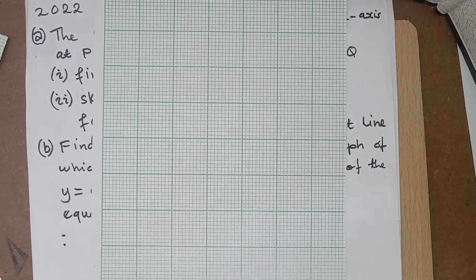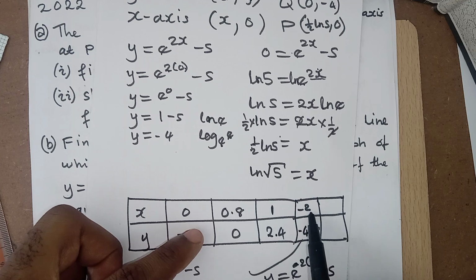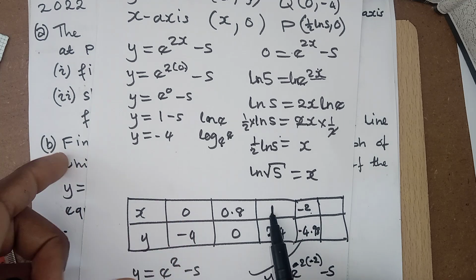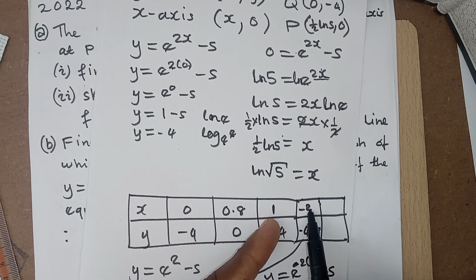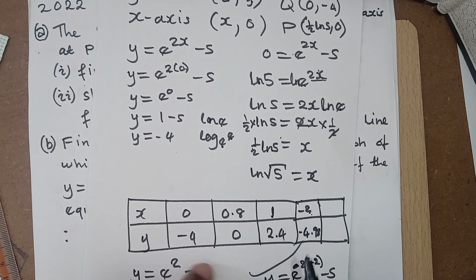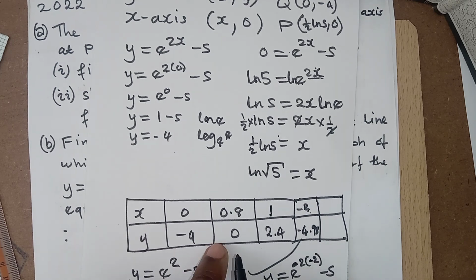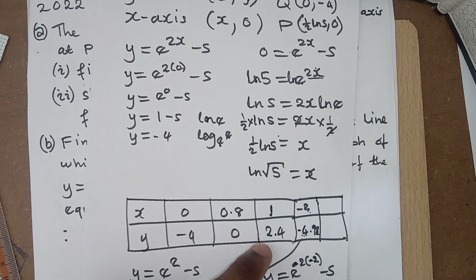So now the domain is from -2 to 1. So on the x-axis, you only need these numbers from -2 all the way to +1. And then the range will be the smallest value of y to the largest y value. So in this case, the smallest is -4.95, which is approximately -5. And then the highest will be 2.4.